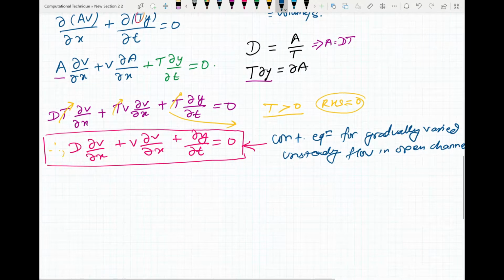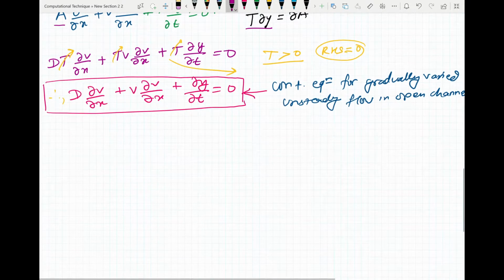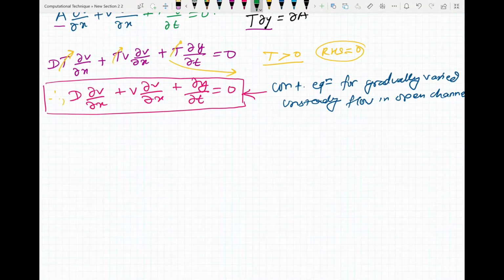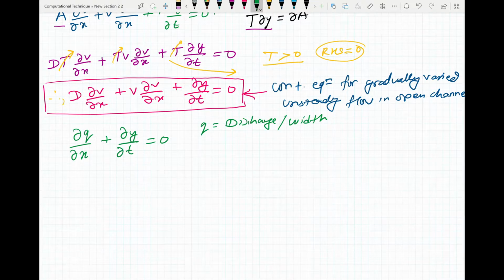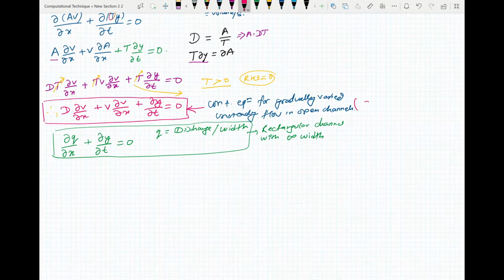If you have a rectangular channel which has an infinite width, then what you'll get here will be dq by dx plus dy by dt equals 0 for uniform flow, where q is the discharge per unit width of the channel. This is our continuity equation C.